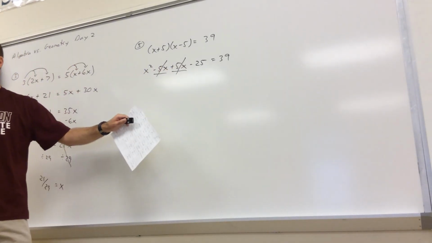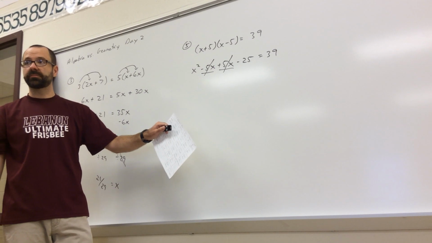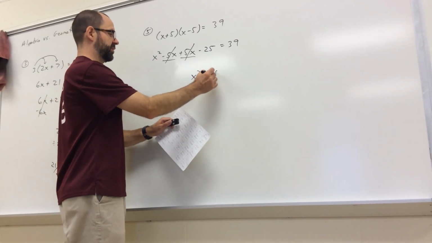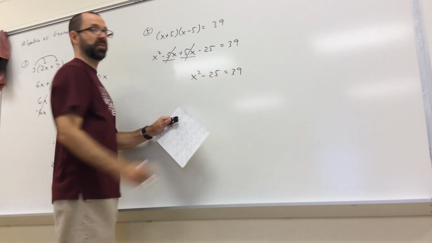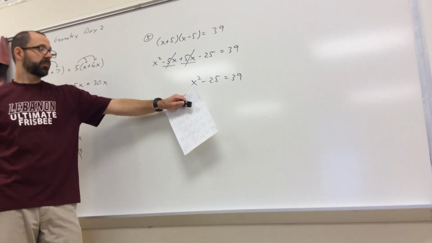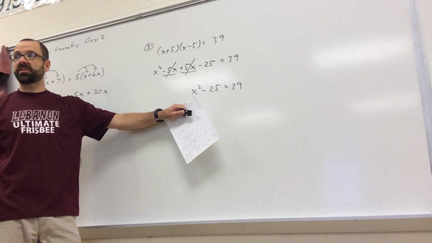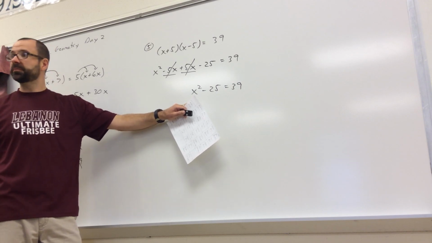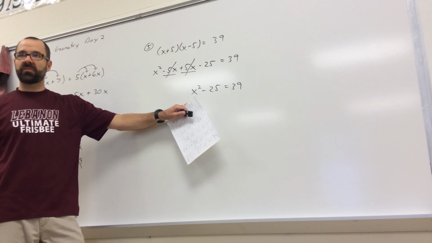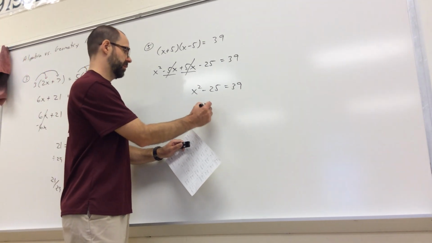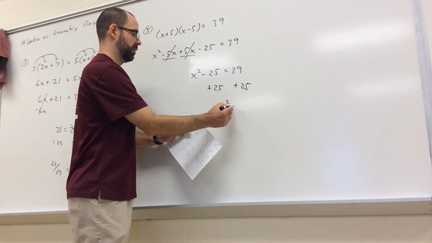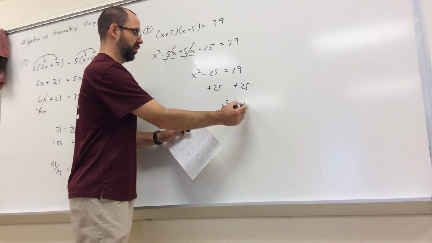Totally. That's kind of nice. It makes the problem easier if all the x's cross out. So we still have x squared, right? And minus 25 and equals 39. So I'm happy that all the x's crossed out because it made the problem shorter. All right, Judah, what's next? Add 25 to both sides, right? Good. And 39 and 25 makes 64.